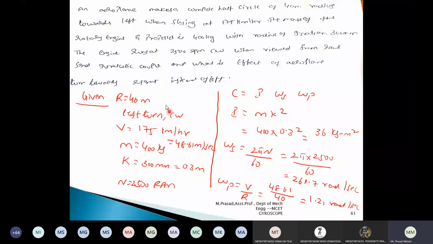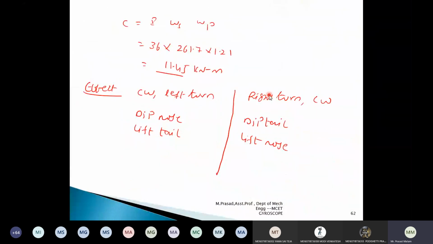This is the given data. There is no change in the given data. Only the conditions may change. Instead of clockwise motion, they may say it is rotating in anti-clockwise motion. Let me solve the same problem for anti-clockwise motion also. Here I have taken clockwise left turn and clockwise right turn. Next slide I will take: anti-clockwise motion taking left turn, anti-clockwise motion taking right turn. I am writing here.